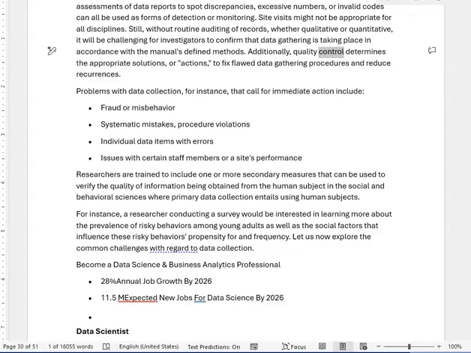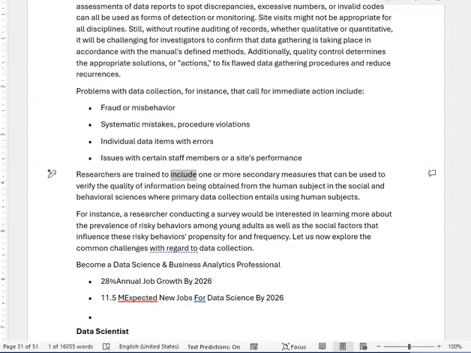Additionally, quality control determines the appropriate solutions, or actions, to fix flawed data gathering procedures and reduce recurrences. Problems with data collection, for instance, that call for immediate action include fraud or misbehavior, systematic mistakes, procedure violations, individual data items with errors, and issues with certain staff members or a site's performance.